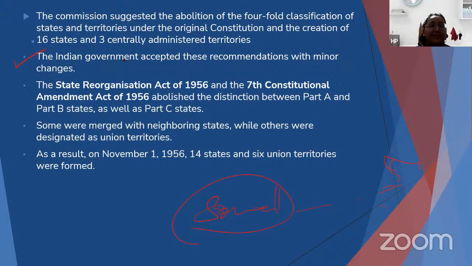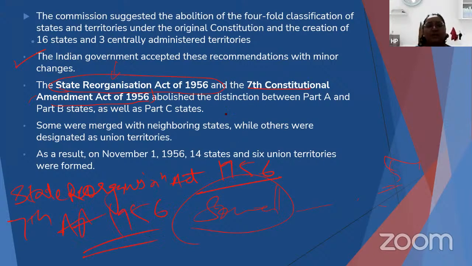And then what happened? This act, the State Reorganization Act of 1956, was passed with the 7th Constitutional Amendment Act 1956. Okay, what happened? The State Reorganization Act was passed in 1956 and the 7th Amendment Act of 1956 got passed. Okay. And what happened?